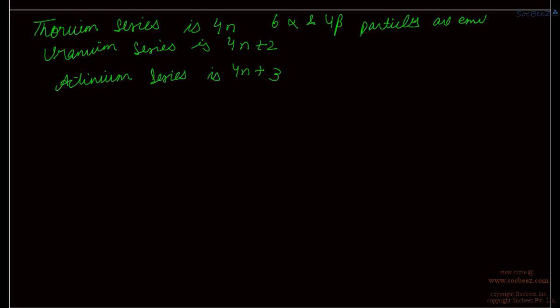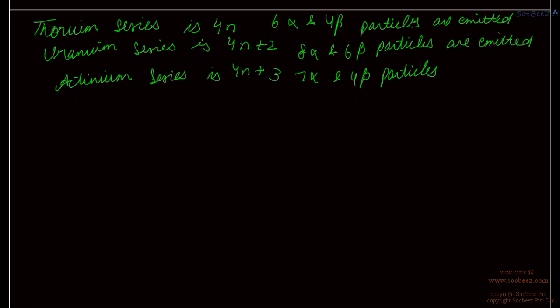They are emitted, whereas in the case of the uranium series, 8 alpha and 6 beta particles are emitted. In the case of the actinium series, 7 alpha and 4 beta particles are emitted.